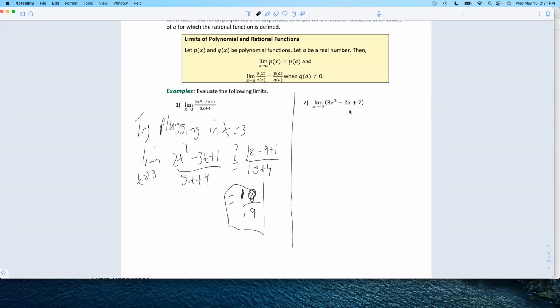All right, here, it's a polynomial. I know I can just plug it in. So this will just equal 3, and I'll write it out here. Cubed minus 2 times negative 2 plus 7. So let's see, what's that going to be? That's negative 8. So 3 times negative 8 plus 4 plus 7. So that's negative 24 plus 11. Was that negative 13? And again, check my arithmetic there.